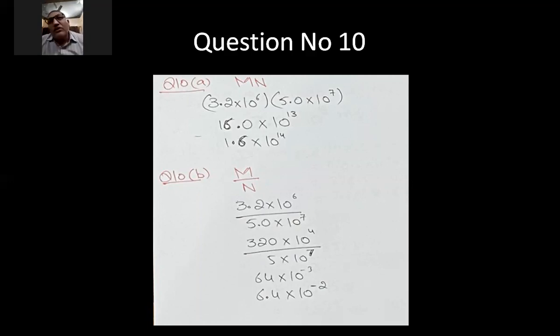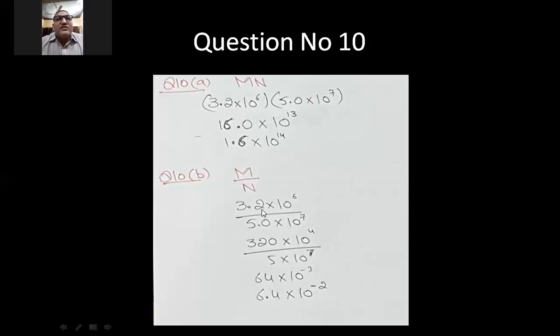On the calculator, you can simply write 3.2 × 10^6 multiplied by 5 × 10^7 equals, and you get this answer. So on the calculator, it's very simple. Question number 10, part B, m divided by n. So just substitute those values. You can see here 3.2 × 10^6 divided by 5 × 10^7.